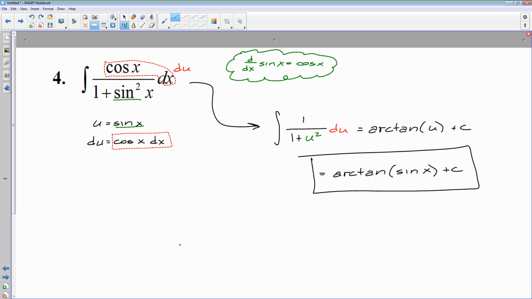So there's some substitution there. Whatever you can find for du really determines the u. All right, let's move on.